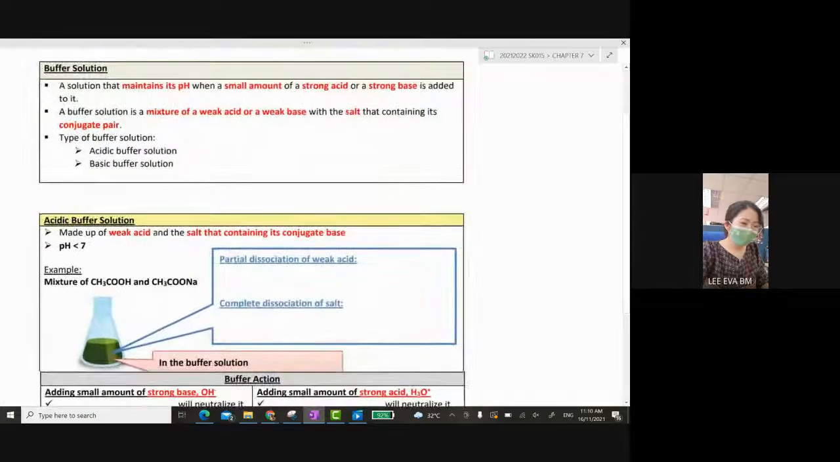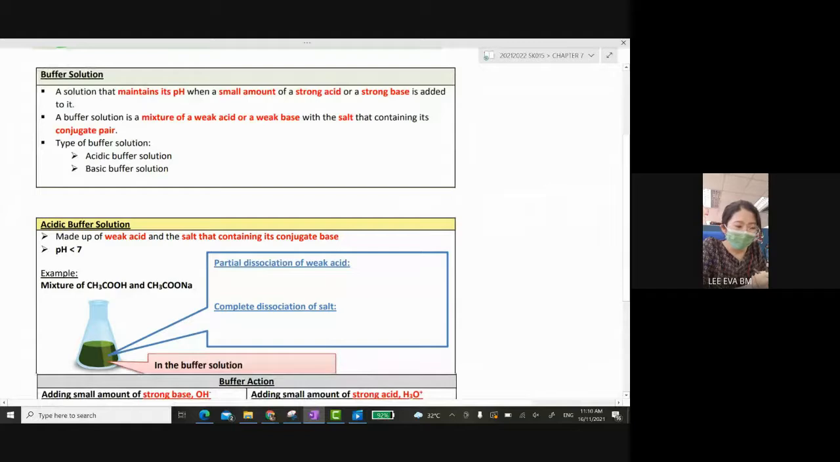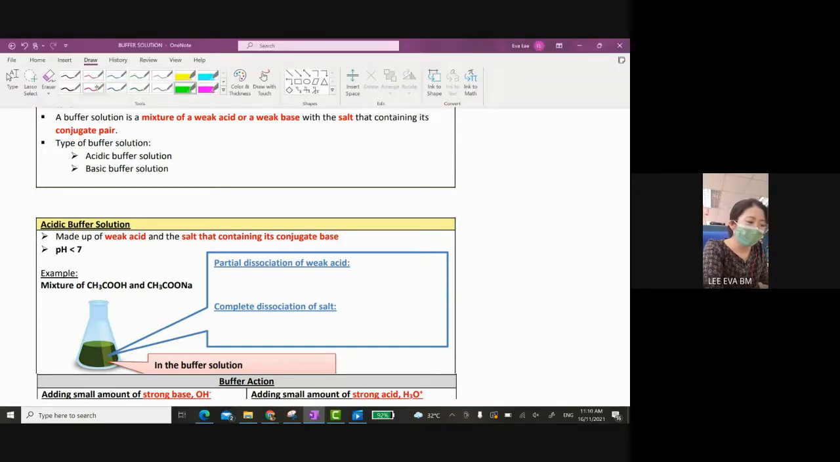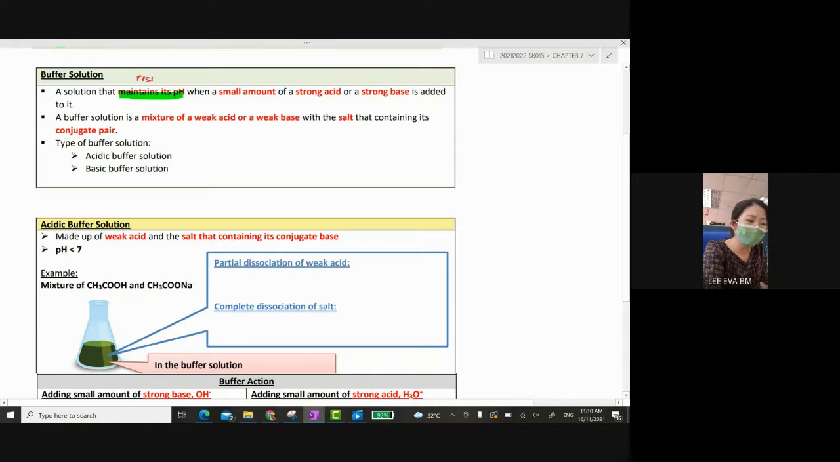So first of all is the definition of buffer. So a buffer solution is a solution that can maintain its pH value when a small amount of strong acid or strong base is added to it. So over here, sometimes you can say a solution that resists the pH change. Maksudnya kalau kita ada tambah strong acid ke strong base ke, perubahan pH dia tak banyak, tak ketara, dia sikit sahaja perubahan dia. Okay, that's why we say resist the pH change or maintain its pH value.